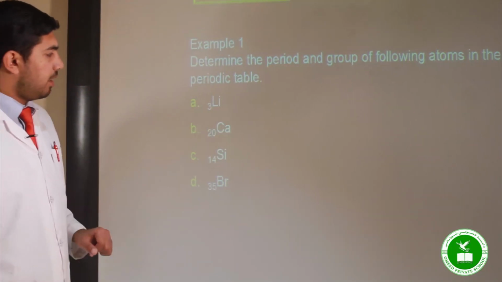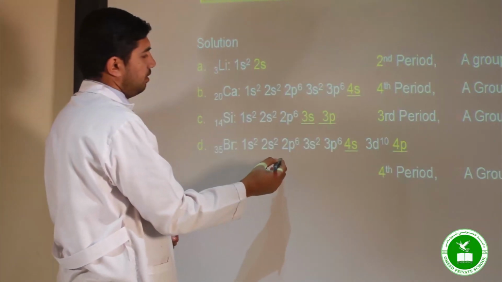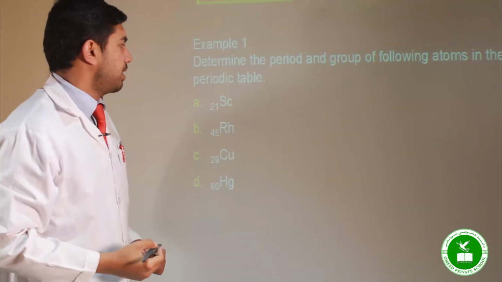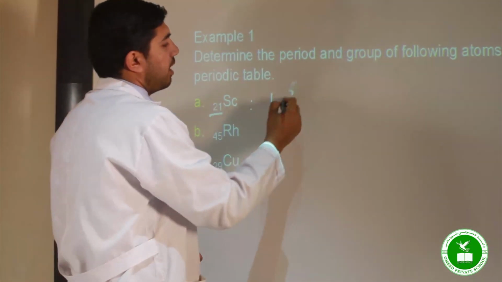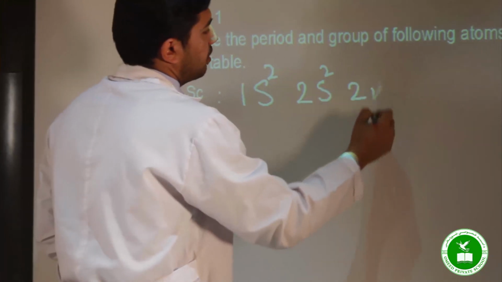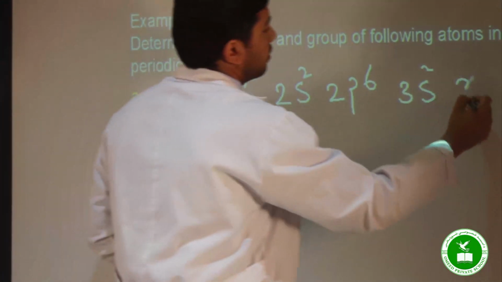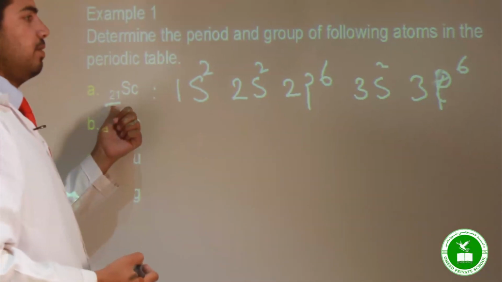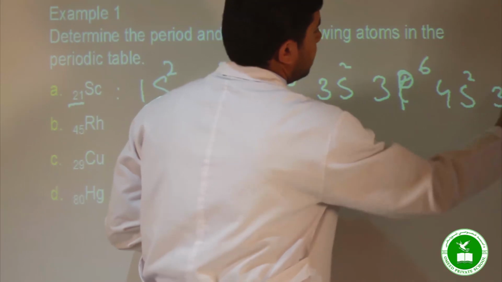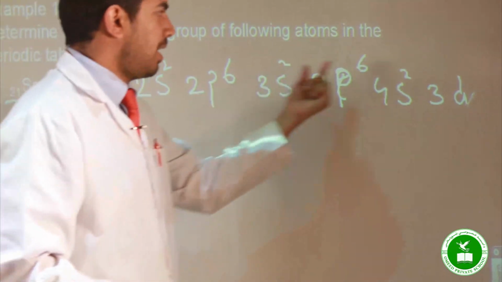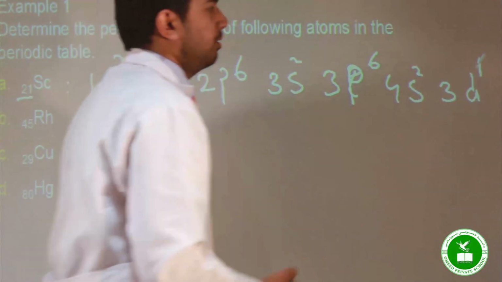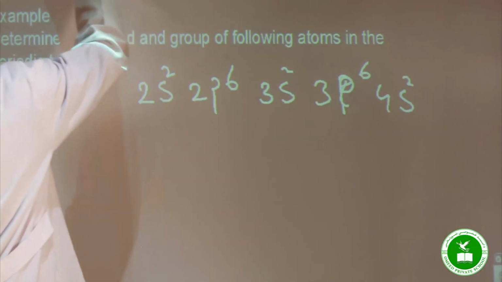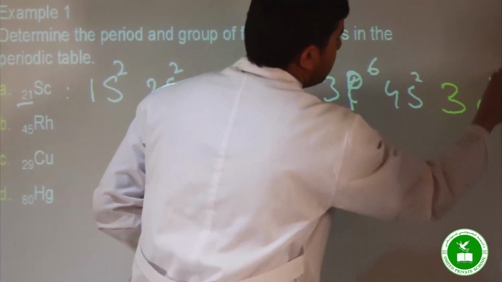For example, bromine. These are all A group elements. Now we will come to the B group atoms. For example, scandium, atomic number is 21. We will write 1s2, 2s2, 2p6, 3s2, 3p6, 4s2, 3d1. Let's write this in another form, 3d1.